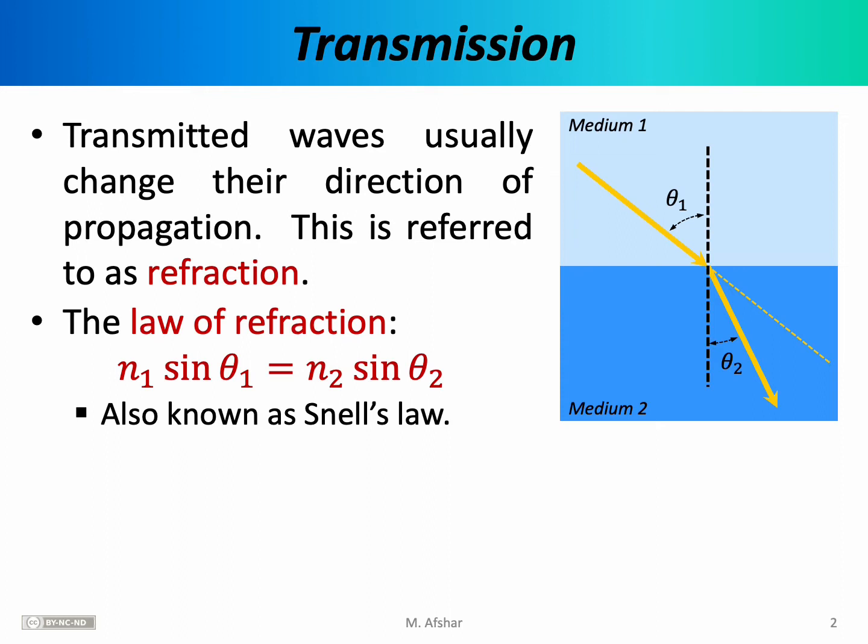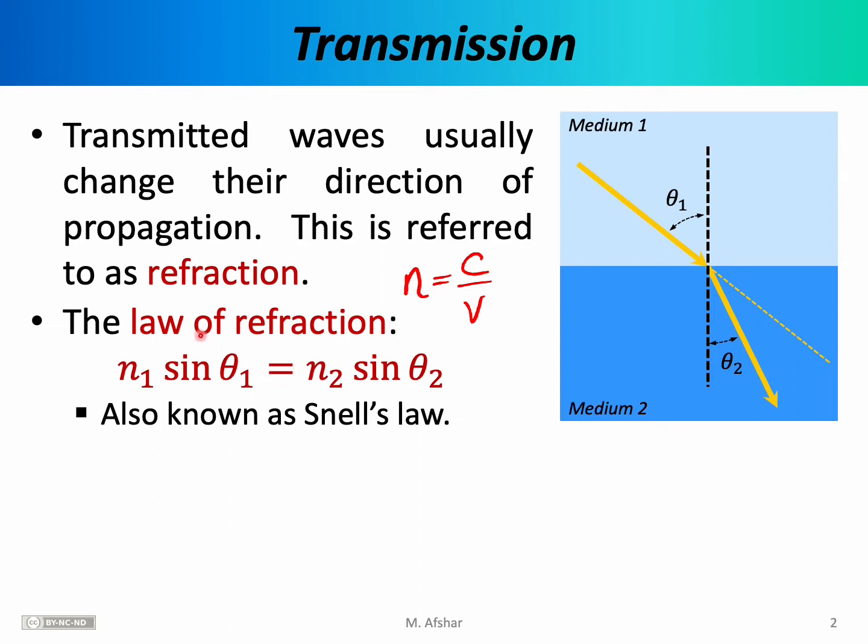Recall that the refractive index basically tells us how fast electromagnetic waves travel through that medium. A little more precisely, N is defined as c over v. c is the speed of electromagnetic waves in vacuum, and v is the speed of electromagnetic waves in the medium of interest. So the law of refraction allows us to calculate theta 2 given theta 1 and the indices of refraction for medium 1 and medium 2.